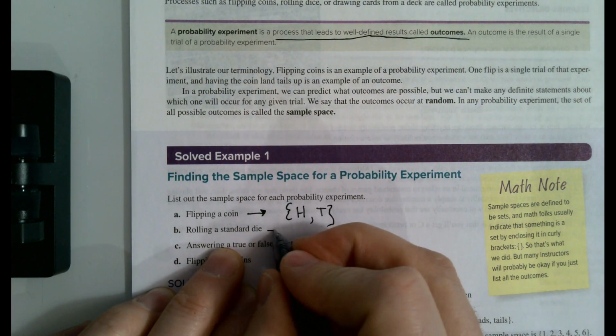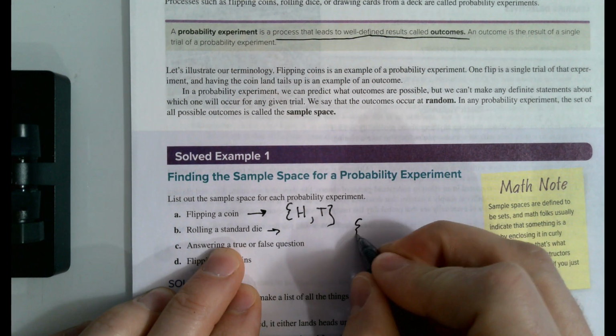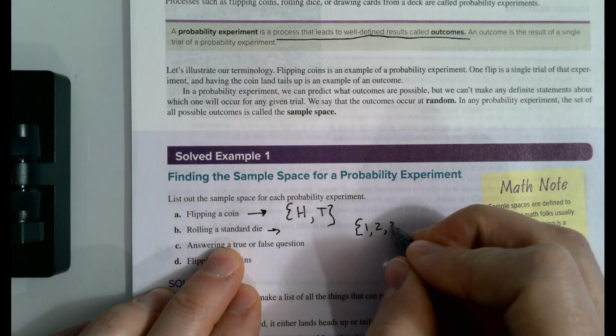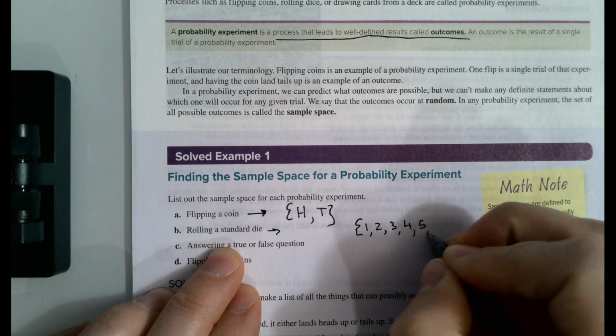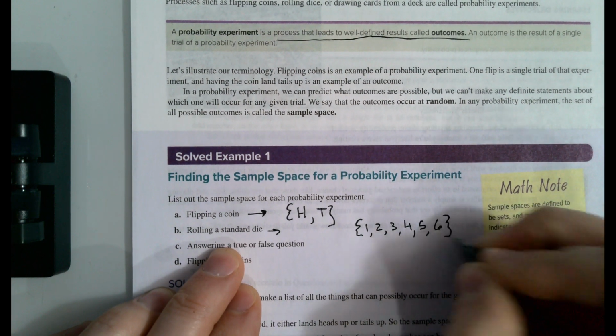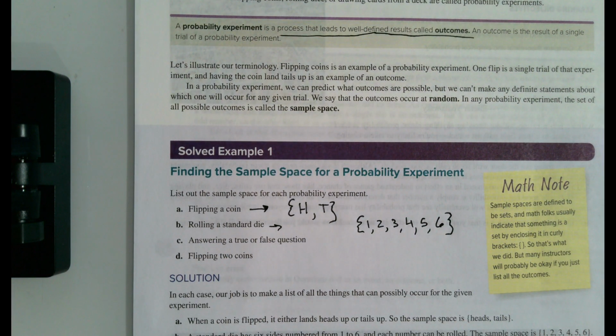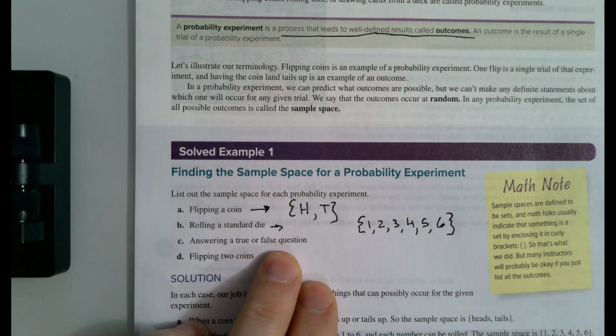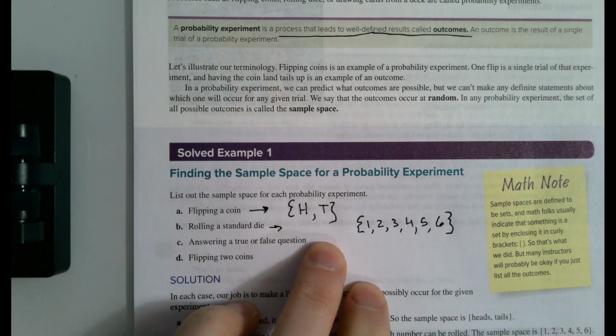When you're rolling a die, if it's a 6-sided die, you could roll a 1, a 2, a 3, a 4, a 5, or a 6. Those are the only possible outcomes when rolling that die. If you roll a 20-sided die, it's 1 through 20. A true and false question, it's true or false.